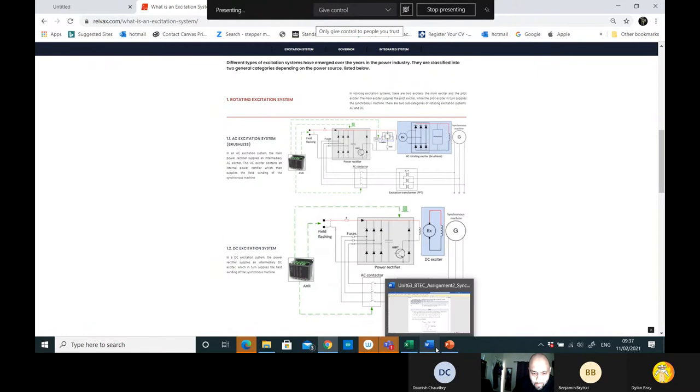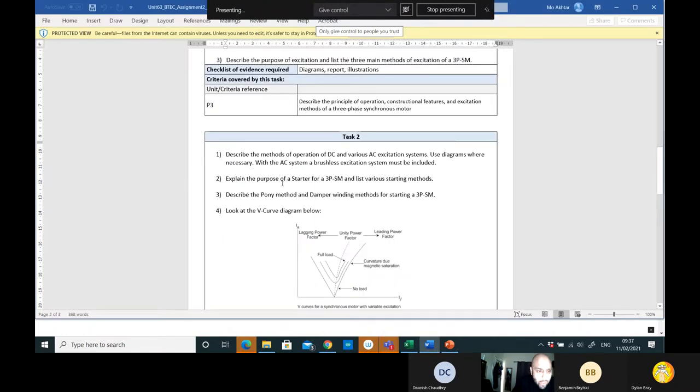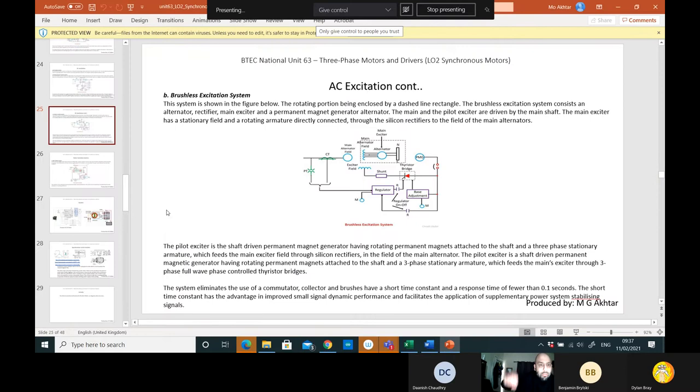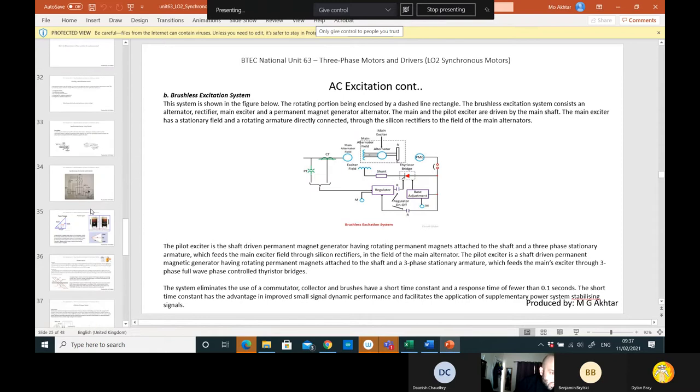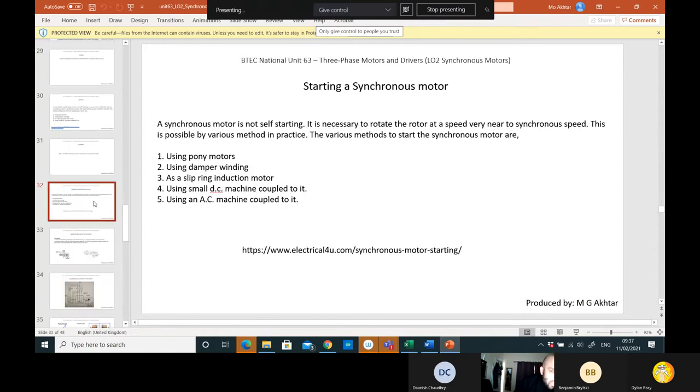Now what I want to do is go back onto here. I want to go through starters: explain the purpose of a starter of a three-phase motor, and list various starting methods. Now we've said before, a starter just spins the rotor at the beginning. It's like a kickstart. Now there's different types of starters. Pony starters, you can copy this down. These are different types of starters, but the ones that we normally talk about are pony starters and damper windings.